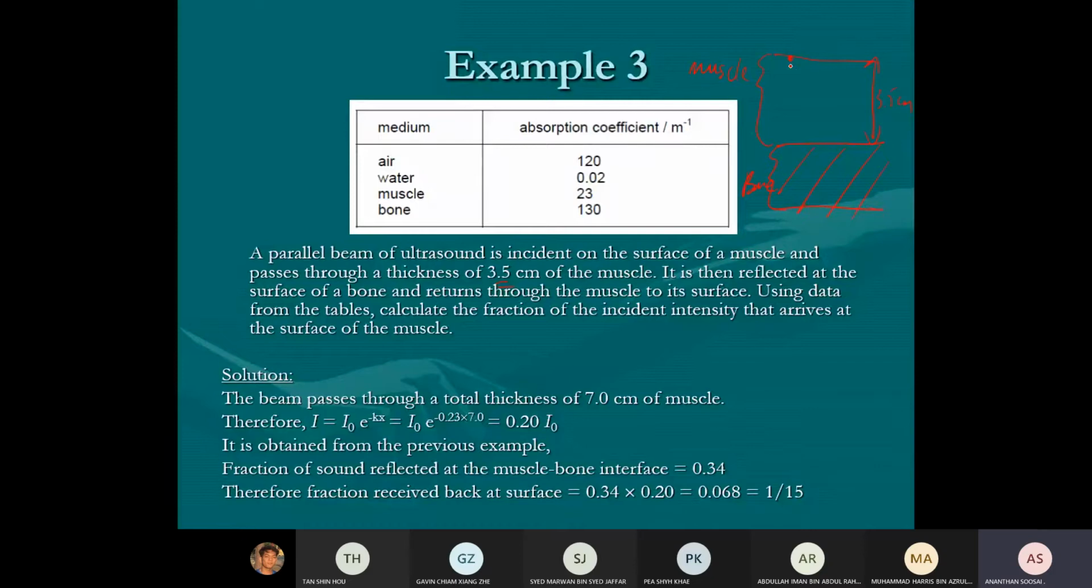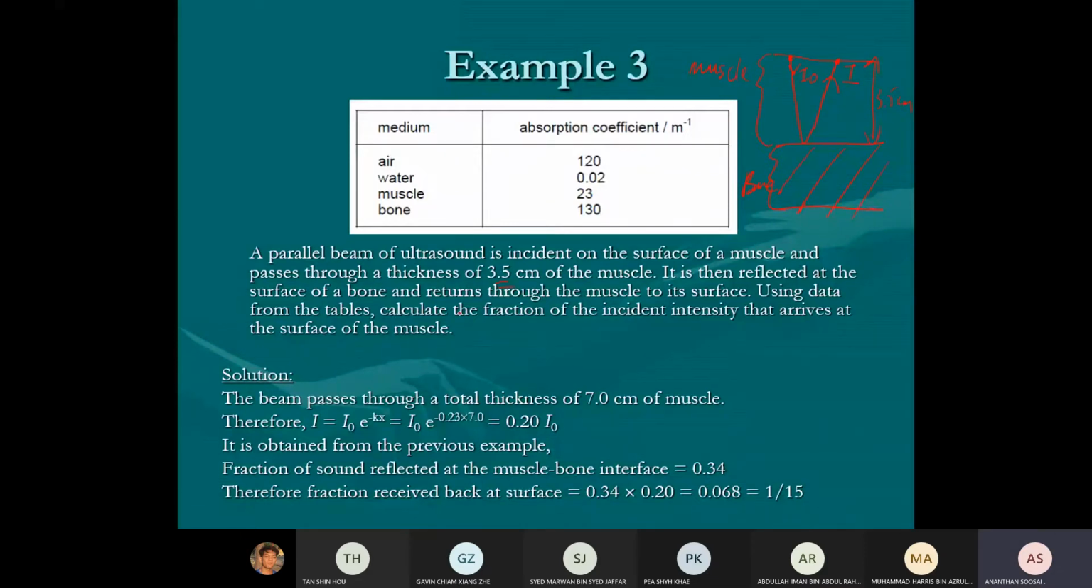So an incident wave, I put the number I naught, the original intensity, goes to the muscle, penetrates the muscle, and when it comes to the bone, it is then reflected at the surface of the bone. When it comes to the bone, it is reflected and reaches the muscle surface again with intensity I.